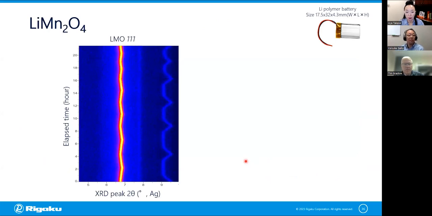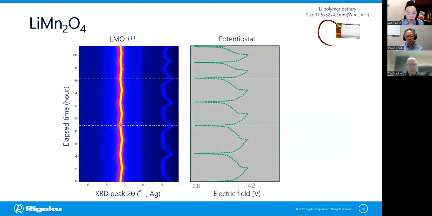So let's see what we found. This example is a lithium manganese oxide polymer battery structure like this. It is 17 times 32 times 4.3 millimeter thickness, which is really thick for X-ray diffraction. That's why we had a silver X-ray source in this specific example, just to transmit more X-rays through the 4.3 millimeter thick structure. And we found the LMO 111 peak moved left and right, depending on the charging and discharging.